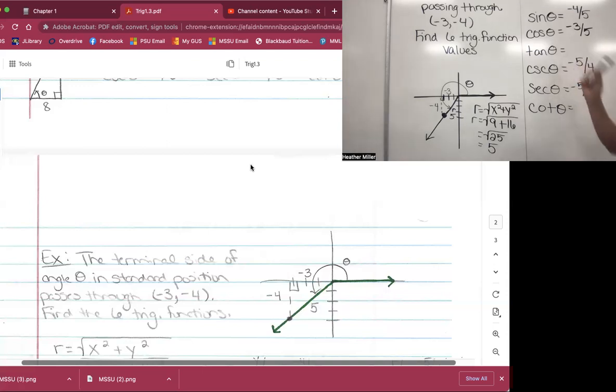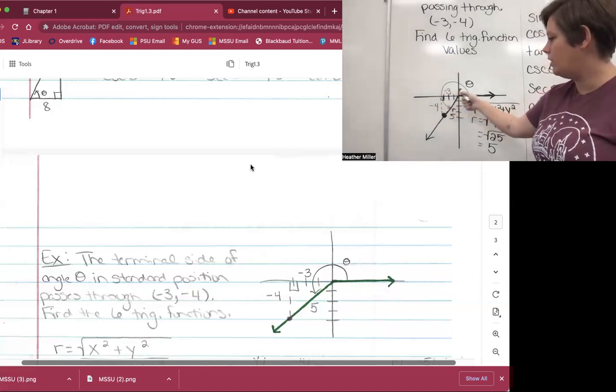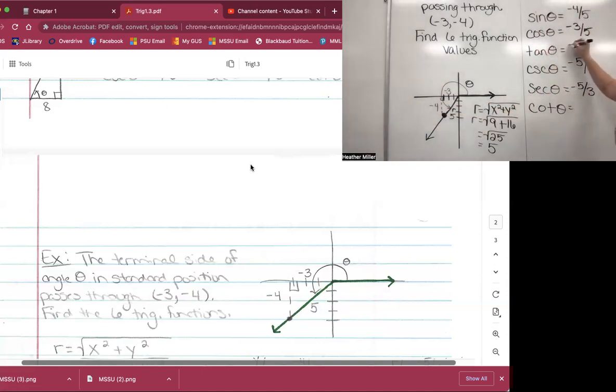And then our last one is our tangent. And our tangent is y over x. So -4 over -3. But those are both negative, so that's just 4/3. Make sure that you pay attention to that when you do have a double negative situation, that does happen. But since I know that tangent is 4/3, I can just flip that. And now I know that cotangent is 3/4.